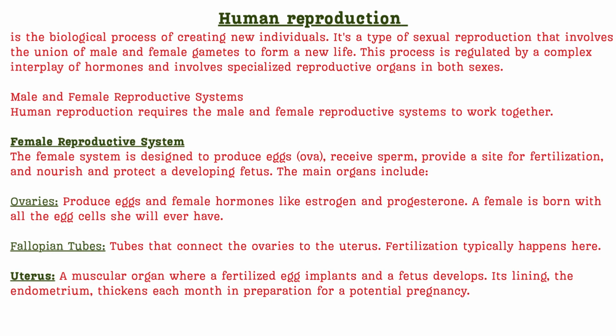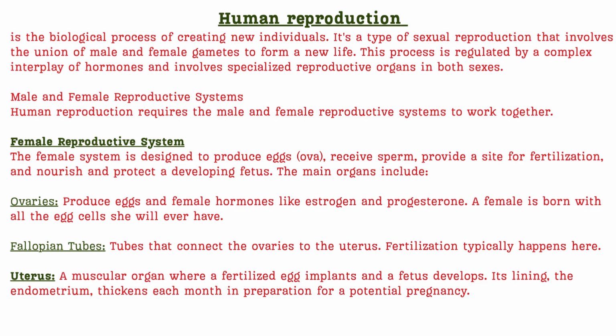Human reproduction. It is a biological process of creating a new individual. It is a type of sexual reproduction that involves the union of male and female gametes to form a new life. This process is regulated by a complex interplay of hormones and involves specialized reproductive organs in both sexes. Now, male and female reproductive systems. Human reproduction requires a male and female reproductive system to work together.